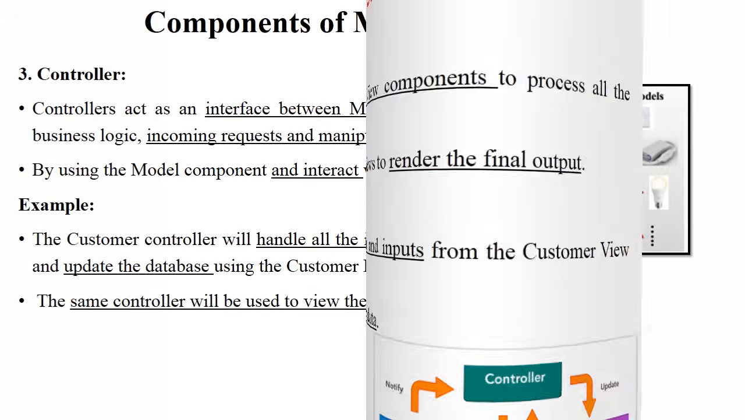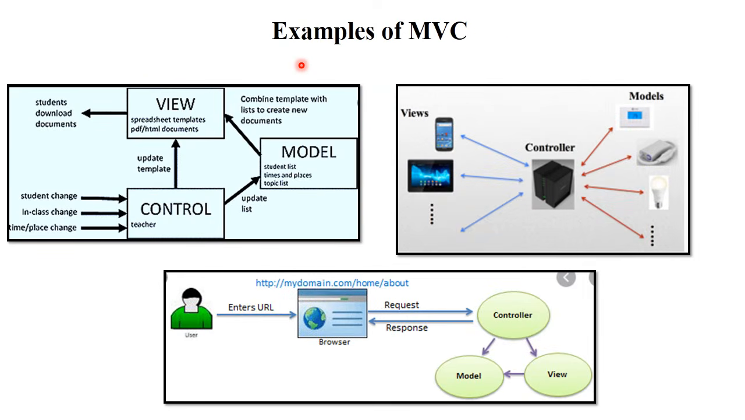Next. Now there are some applications or examples of model view controller. In real life, we also use the model view controller architecture. See in this diagram, model means database. So this model stores all the student list, times and places, topic list, etc. Okay? And view means user.